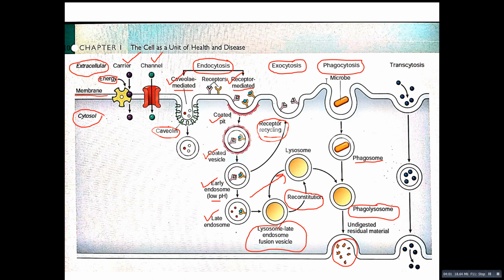The last process is transcytosis. Transcytosis is a process whereby certain materials are taken inside the cell. No changes take place in that material and it undergoes exocytosis unchanged. Okay, going to the next slide.